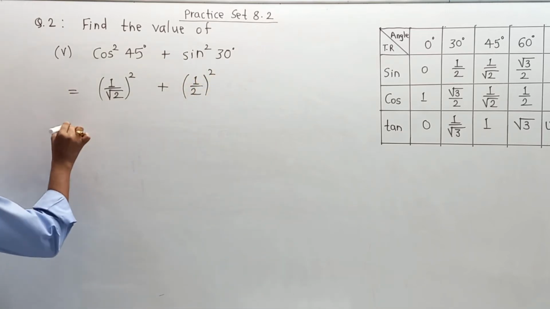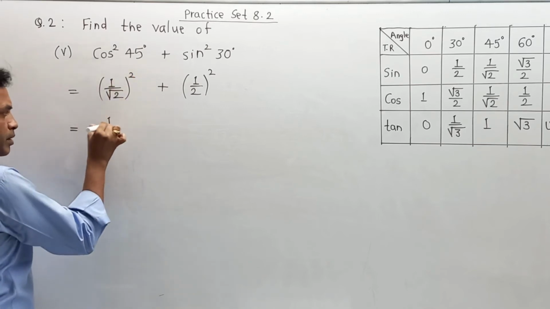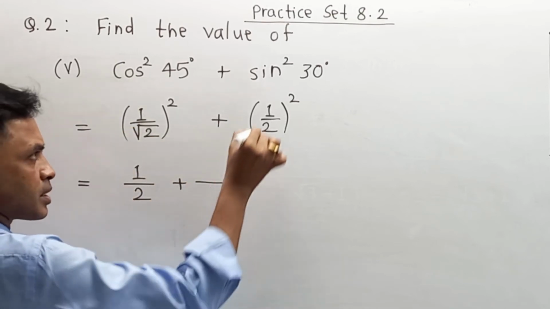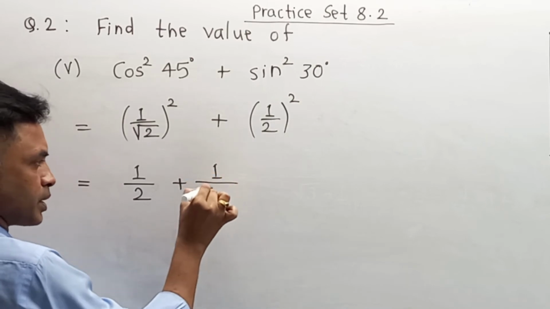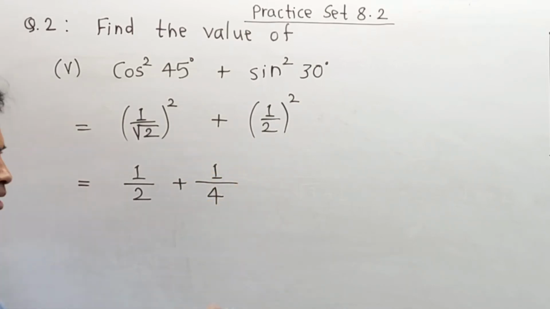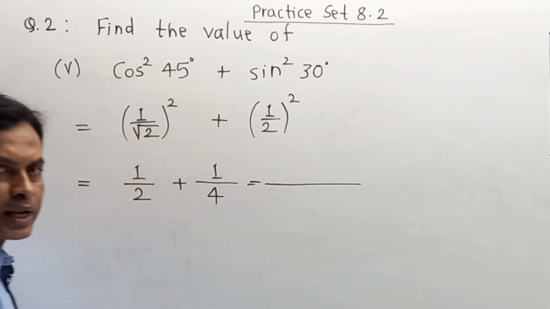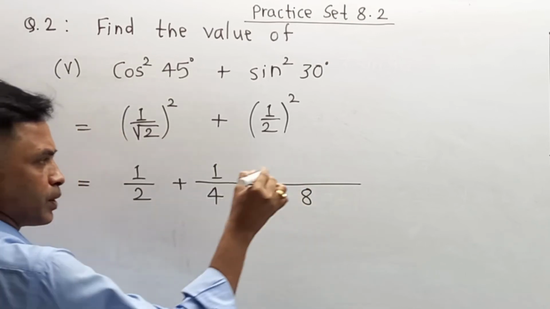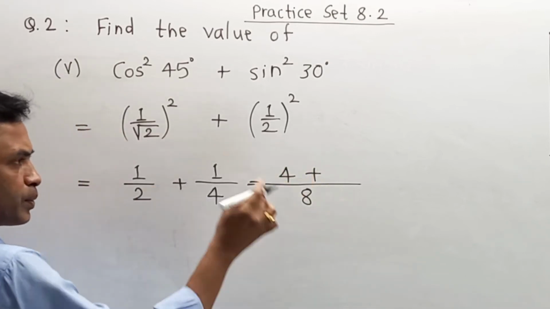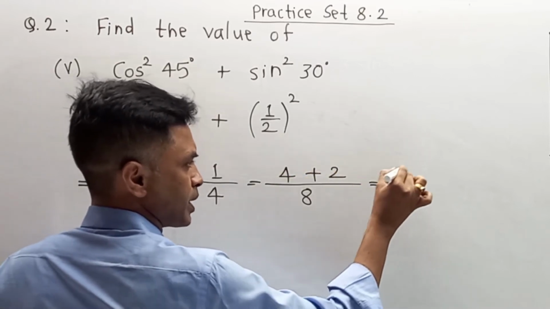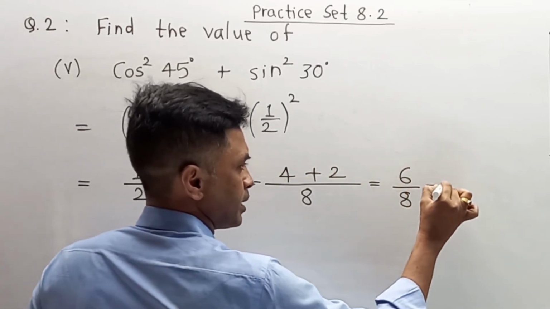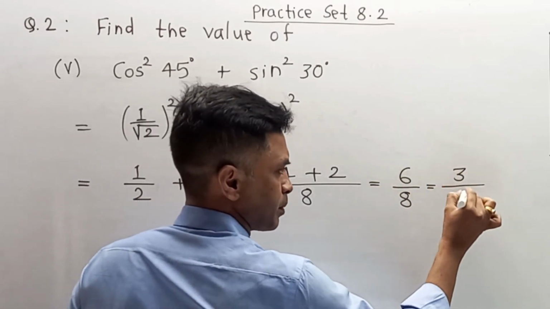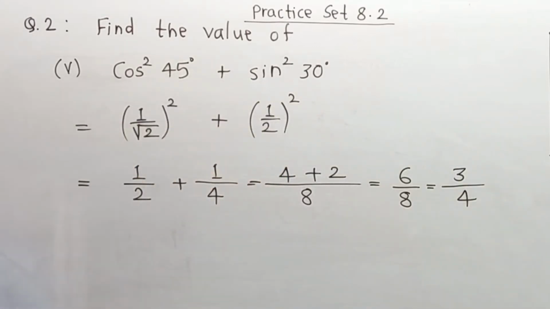Now making the simplification, 1 upon root 2, its square becomes 1 upon 2, because 1 square is 1 and root 2 square is simply 2, plus 1 upon 2 square: 1 square is 1 and 2 square is 4. Here the next simplification, you can apply any method. I am going through the regular method. 4 into 2 becomes 8, 4 into 1 is 4, plus 2 into 1 is 2. So 4 plus 2 becomes 6 upon 8. Dividing both parts by 2, 2 3s are 6, 2 4s are 8. It becomes 3 upon 4. And in this way we have completed this numerical.